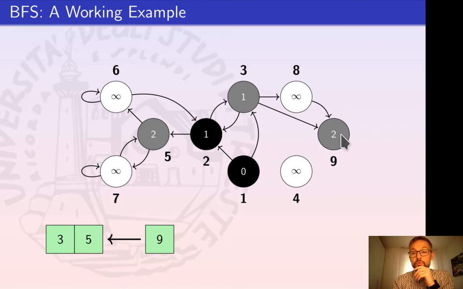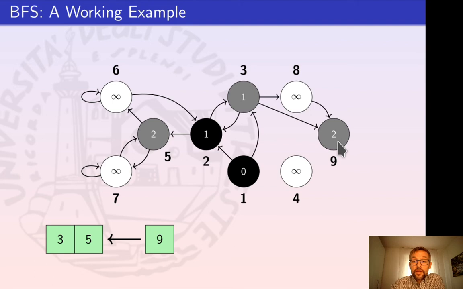I can move to either 8 or 9. I decide to go to 9 first, just because of my taste, of course. It's not really relevant. The distance of 9 from the source should be 2. Why? Because the distance of 3 from the source was 1, so this has just been discovered.